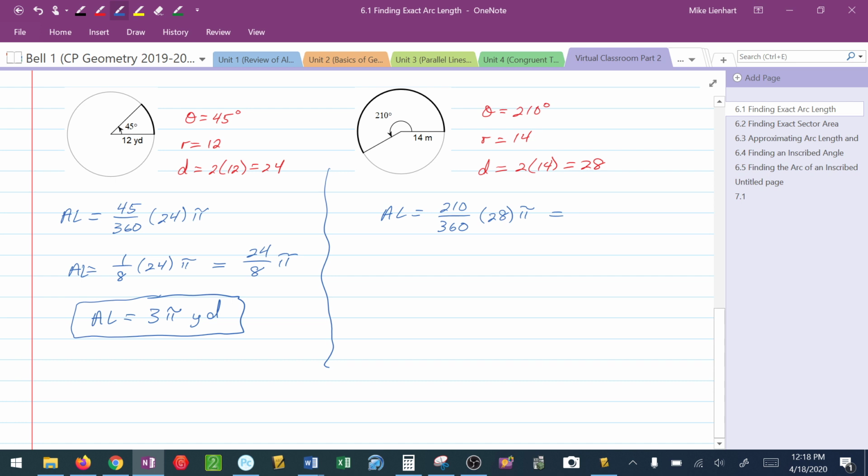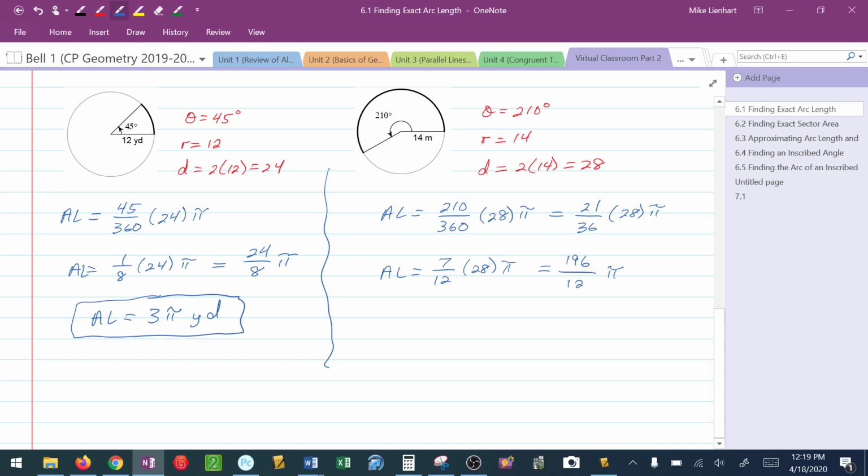I'm going to simplify 210 over 360 to 21 over 36 times 28 pi. I know 21 over 36, 3 can go into both of them. So I have an arc length of 7 over 12 times 28 pi. You can tell there's a lot of simplifying that goes on here. So now I'm going to take 7 times 28, and I get 196 divided by 12 pi.